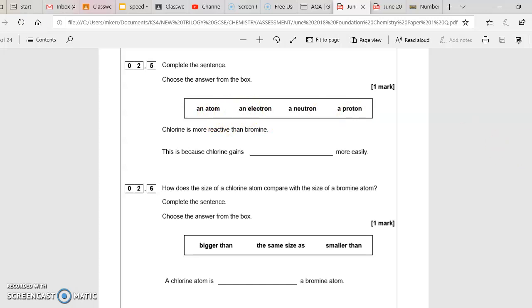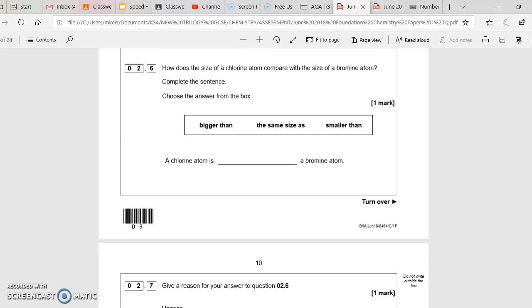And this is to do with the size of the atom itself. So if you look at chlorine, it's only got 3 shells, whereas bromine has 4 shells, and it just means that it can gain an outer electron much easier. Question 2.6. How does the size of a chlorine atom compare with the size of a bromine atom? Complete the sentence, choose the answer from the box. Please pause and answer.